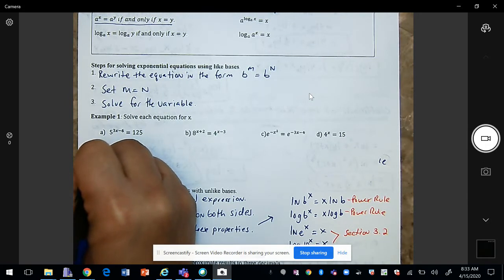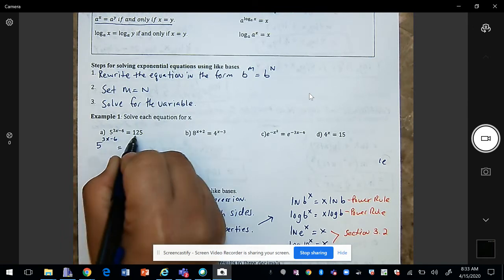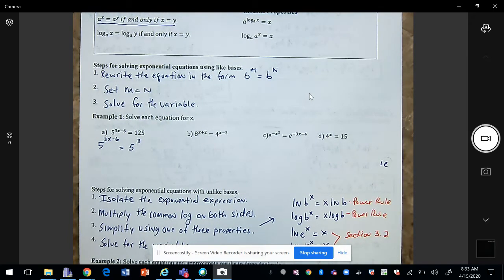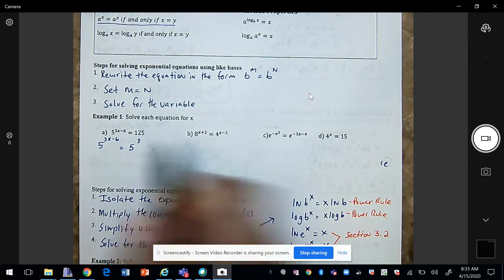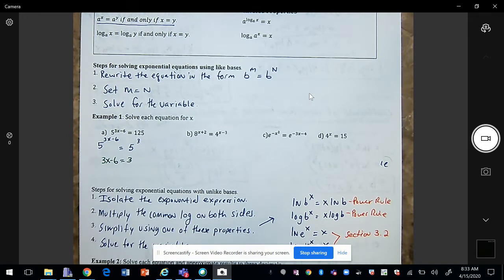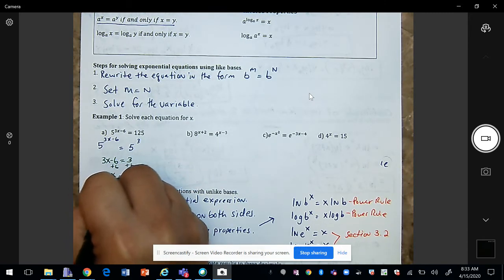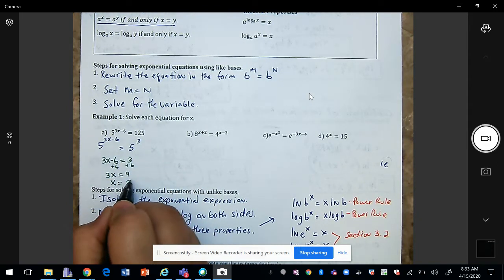So for example, here we have 5 raised to the 3x minus 6 equals 125. I can rewrite 125 as 5 cubed, since 5 times 5 times 5 is 125. Now they have the same base, so I can set my exponents equal to each other and solve for the variable. I'm going to add 6, so I get 3x equals 9. Divide by 3, so x equals 3.